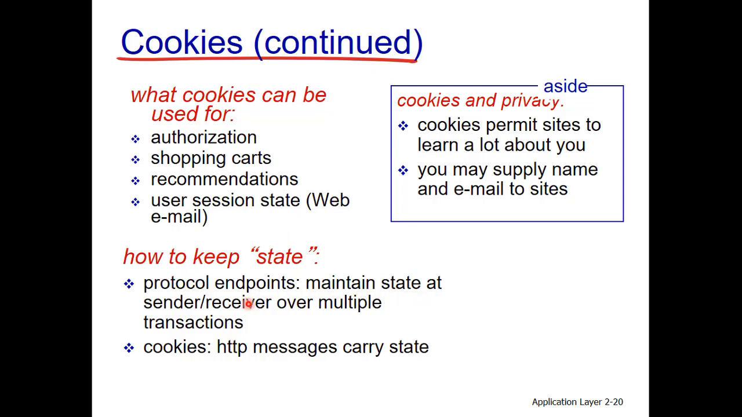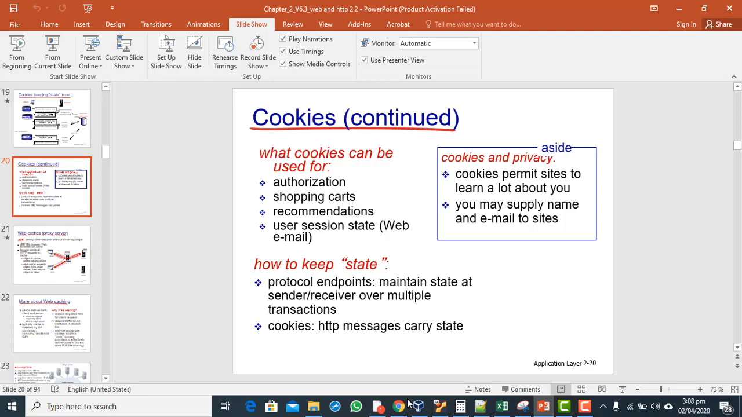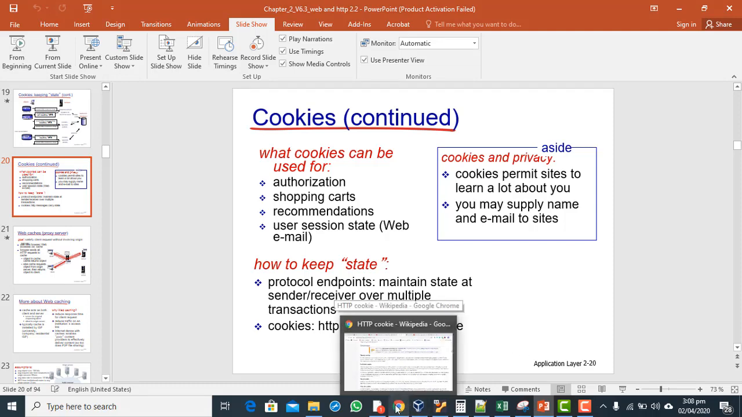Protocol endpoints maintain state at the sender and the receiver over multiple transactions. Cookies in HTTP carry the state information. This is the cookie which carries the state information, showing what state I am now in, based on the session ID. Cookies and privacy: cookies permit a site to learn a lot about you. You may supply your name and email to the site. There are many. Okay, so I can show you cookies.